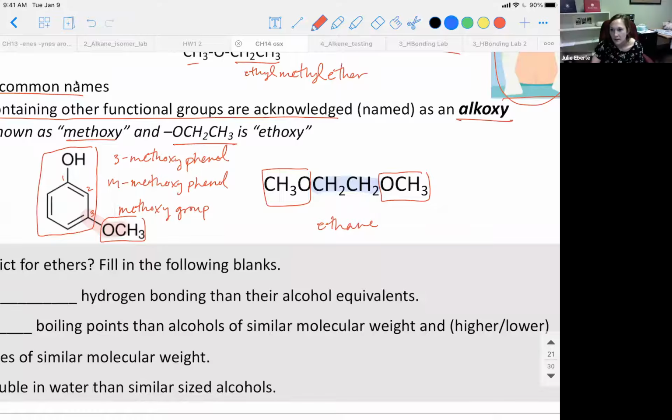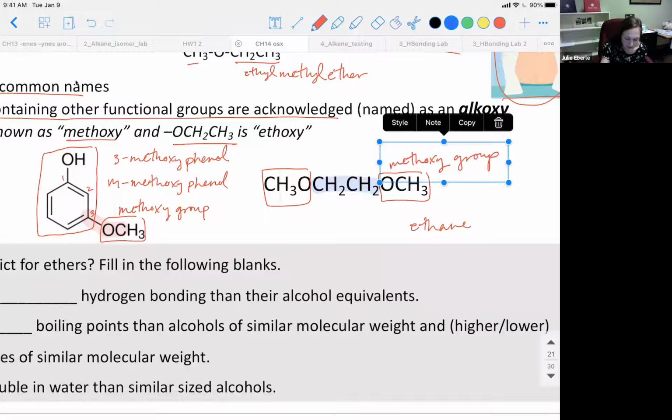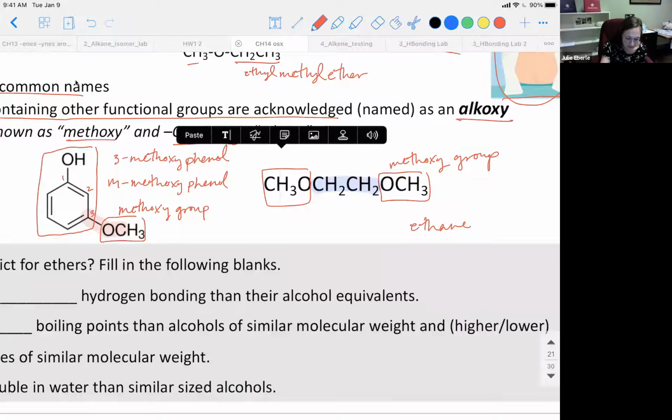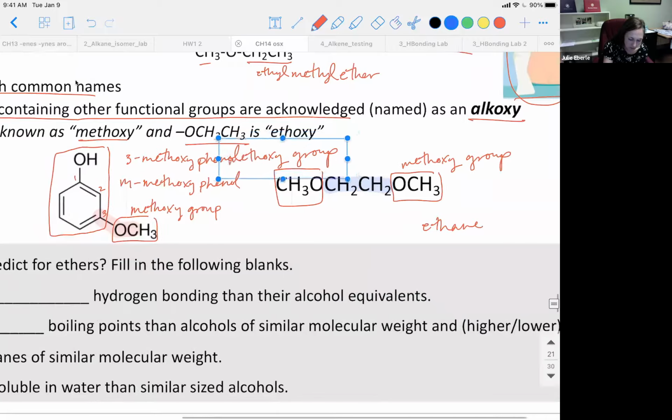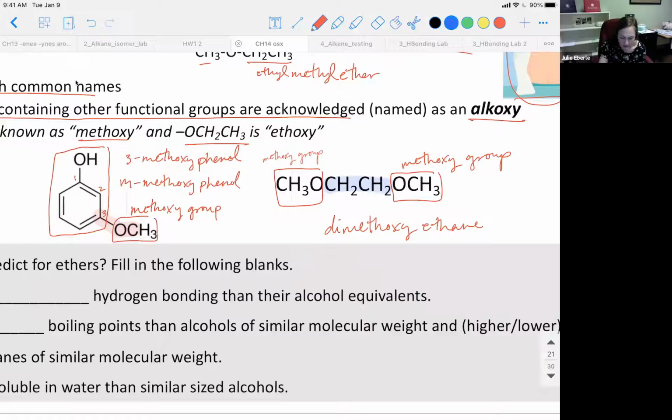All right. So we are going to name this as, let me scoot that over. We have a methoxy group here. And then we have the same thing. We have a methoxy group here. I can shrink that down. Will it let me? Okay. So it's going to be di-methoxyethane.